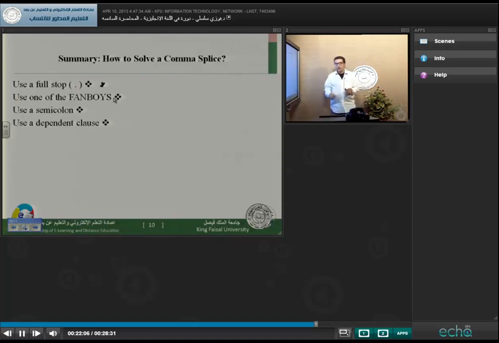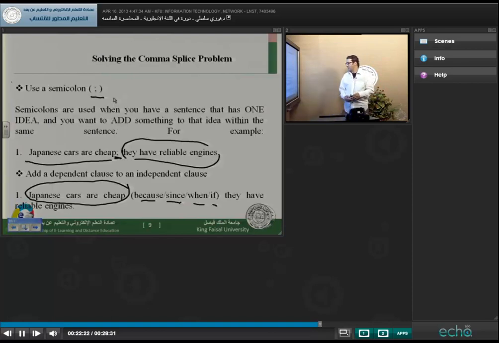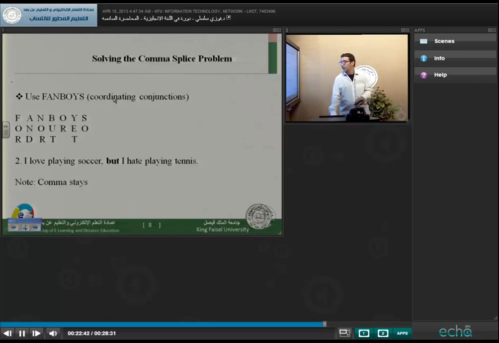The fourth way of solving the problem of the comma splice is to use a dependent clause. You add a dependent clause to an independent clause, right? And you use one of those subordinating conjunctions, one of those words, because, since, when, and if, and you add an independent clause. Japanese cars are cheap because they have reliable engines. So these are the four ways of solving the comma splice.